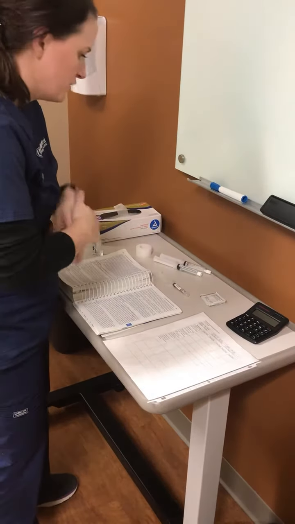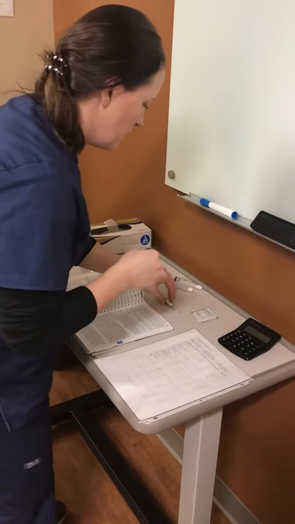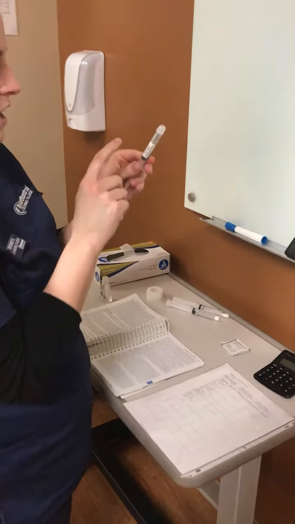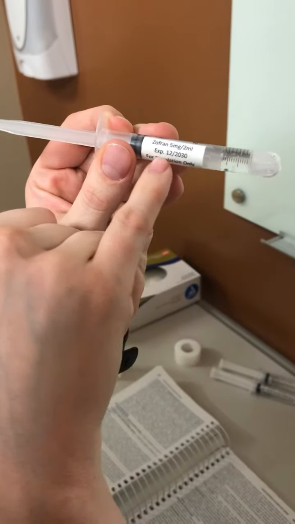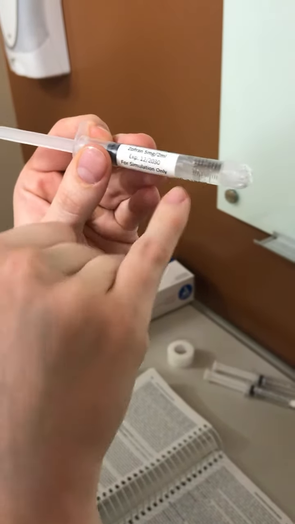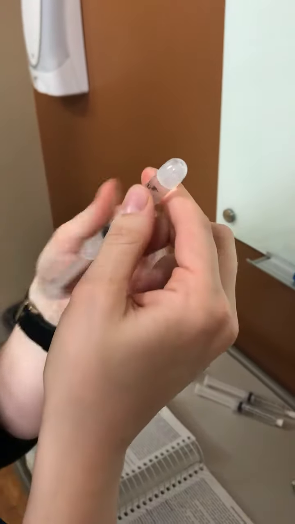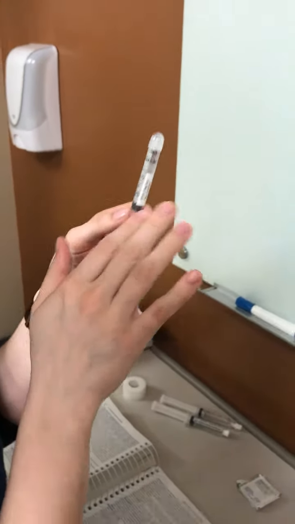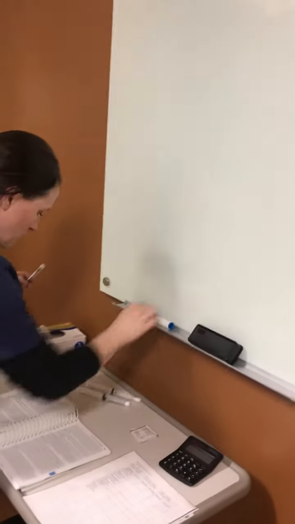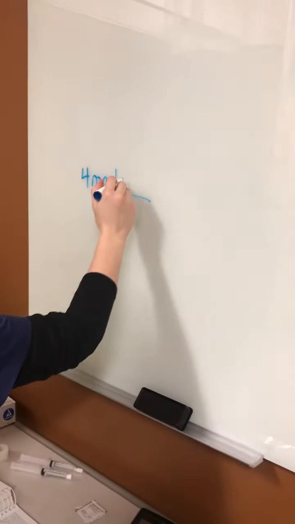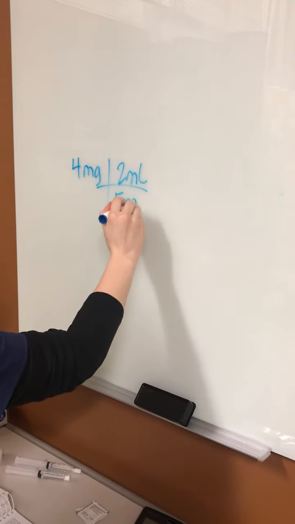I'm going to go ahead and do my math here. I do have Zofran present, 5 milligrams per 2 mils. Expiration is 12 of 2030, so it is all within expiration. It looks clear, no concerns there, and I'll go ahead and do my math. So my order here is for 4 milligrams, and I have, again here, 5 milligrams per 2 milliliters.